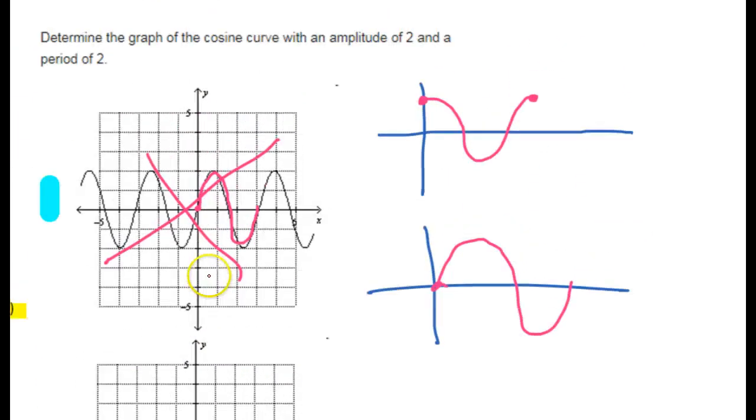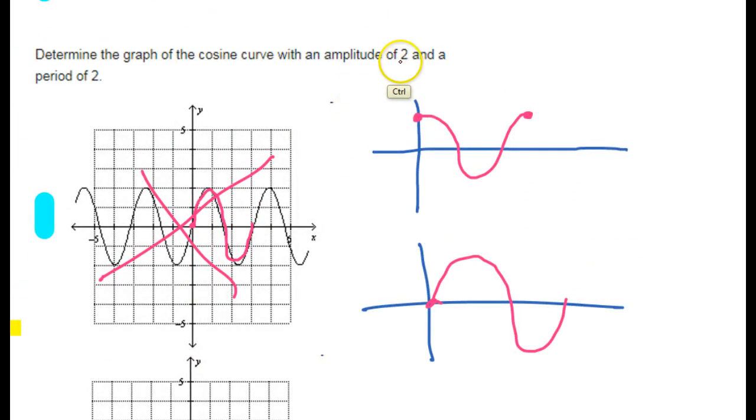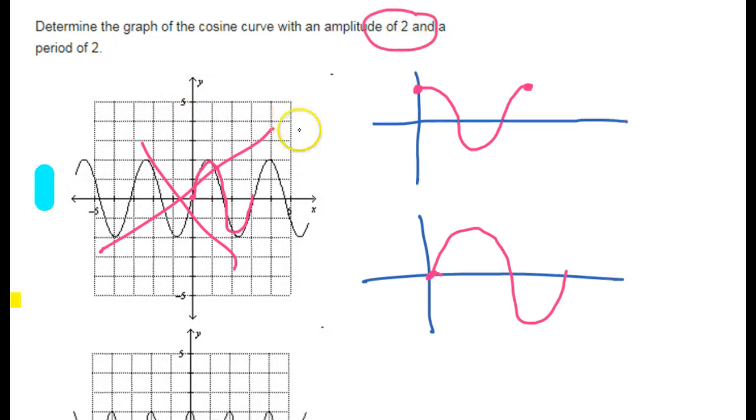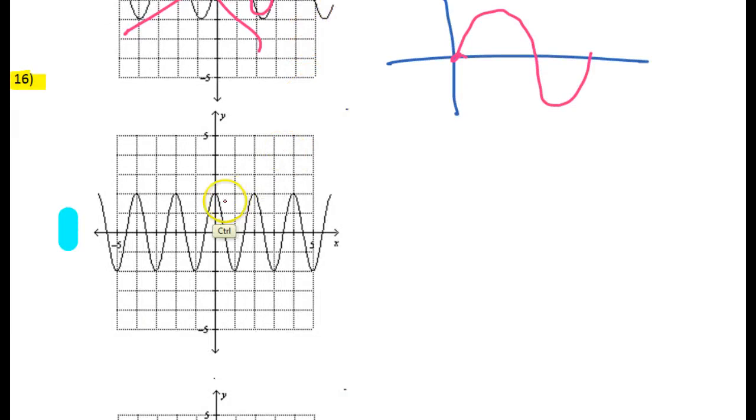Okay, also, might as well go ahead and deal with the amplitude and period. The amplitude is supposed to be 2, and the period is 2. Okay, so I see that this has an amplitude of 2. It goes up 2, down 2. It starts off high, like a cosine function should.